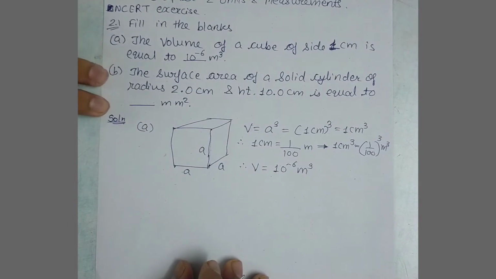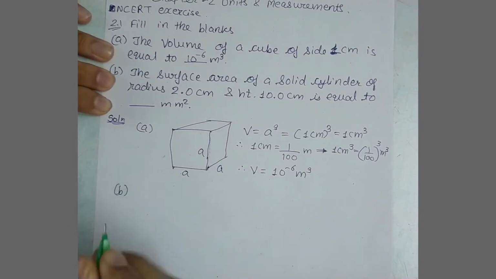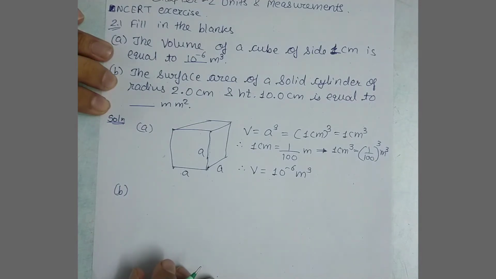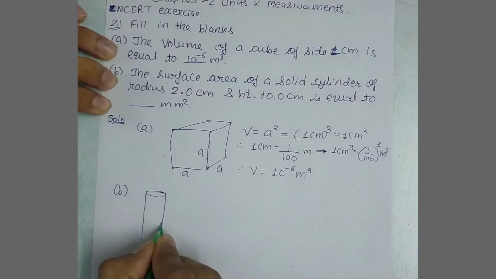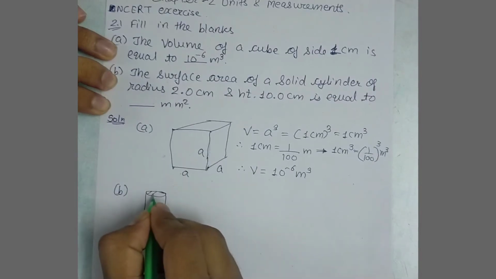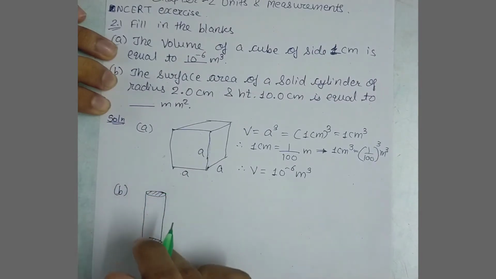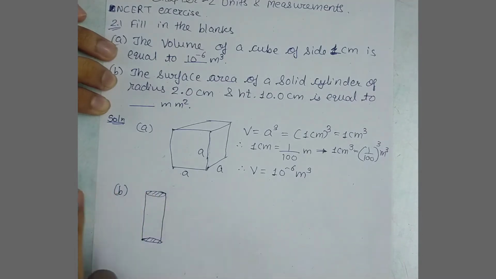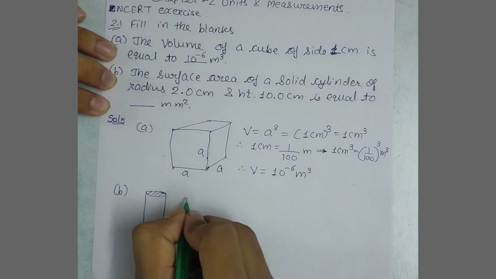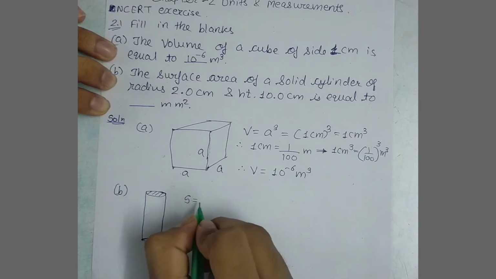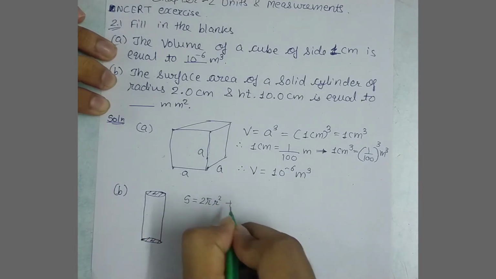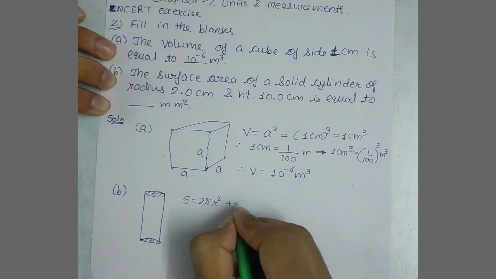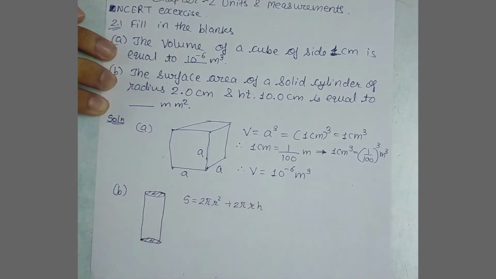Let us discuss the second part of the problem, that is B. The surface area of a solid cylinder of radius 2 cm and height 10 cm is equal to how much mm square? For a solid cylinder, there are total 3 parts of the area: the 2 ends that are closing the cylinder, and the curved surface area of the cylinder. So the total area of the cylinder can be written as 2 pi r square, plus the curved surface area of the cylinder, that is 2 pi times r multiplied by h.